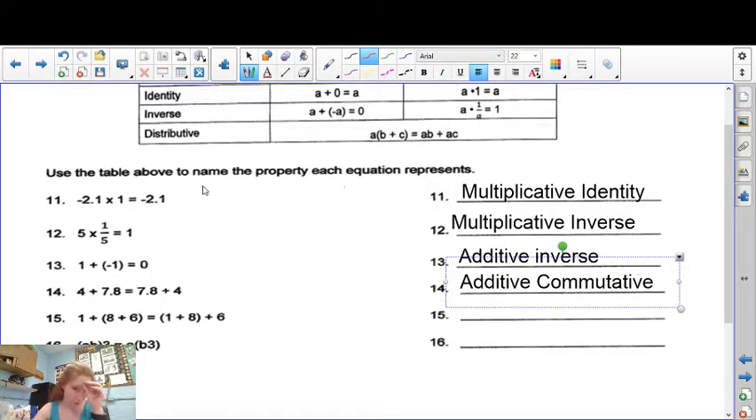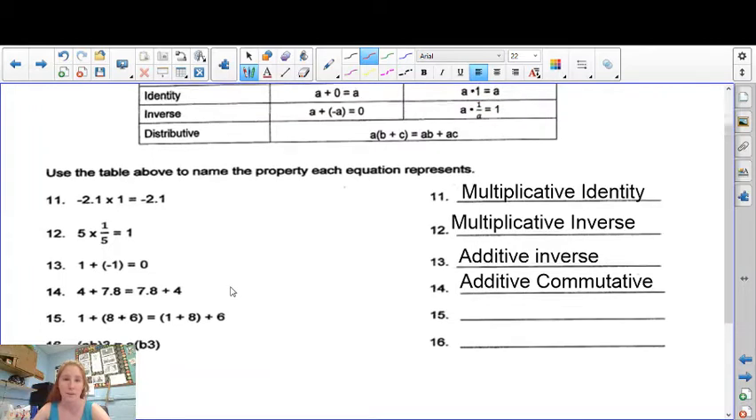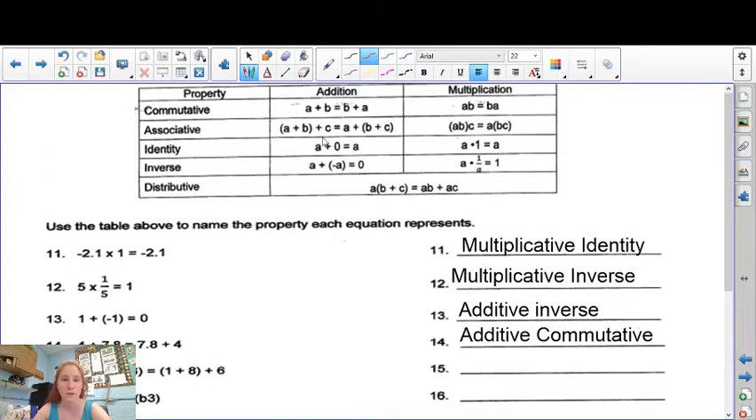I think I left the letter off somewhere. Okay, 15. I have 1 plus 8 plus 6 is equal to 1 plus 8 plus 6. Well, I stayed in the same order, but let's look at my groupings. At first, I'm going to add 8 and 6 and then add 1. The second part, I add 8 and 1 and then add 6. So which one deals with the groupings? Associative.